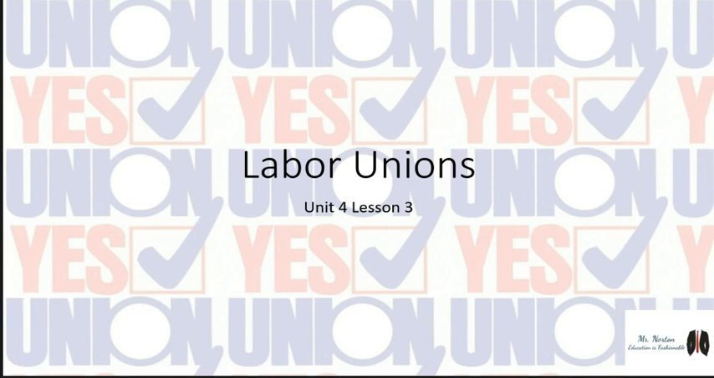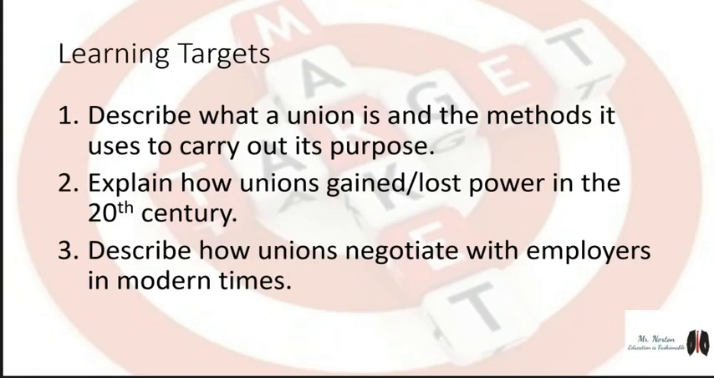Getting it started with the learning targets, kind of jumbled up real quick there. We've got three of them for today. We're going to describe what a union is and the methods it uses to carry out its purpose, explain how unions gained and lost power in the 20th century, and for those of you who always get that confused, the 20th century actually means the 1900s. And then we're also going to talk about how unions negotiate with employers in modern times.